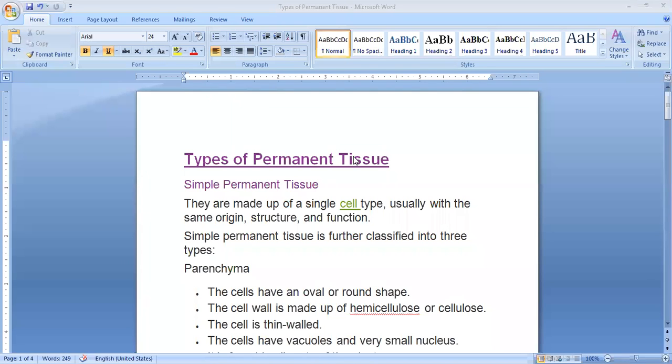Hello everyone. Our today's topic is class 9, chapter number 6, permanent tissue.